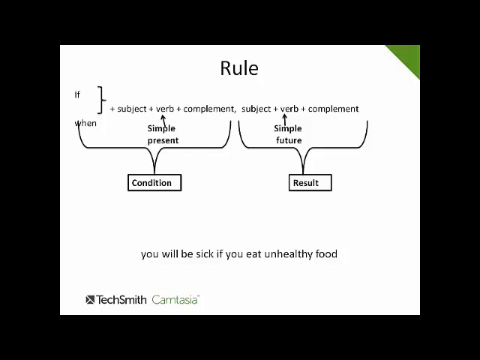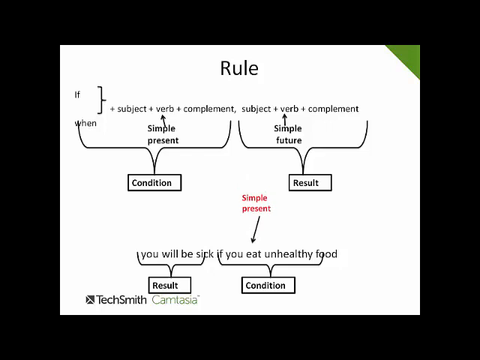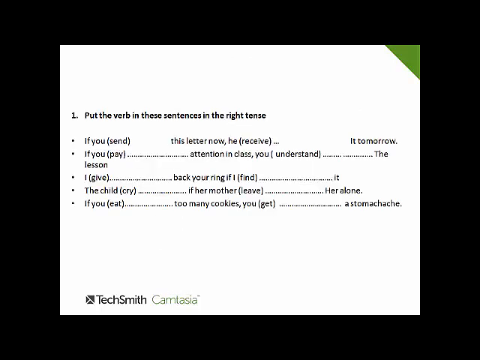You will be sick if you eat unhealthy food. So what is the condition and what is the result? The condition is if you eat unhealthy food, and the result is you will be sick. So notice that in the condition we used simple present, and in the result we used simple future. So always remember, in conditional type 1, in the condition you use the simple present, and for the result you use simple future. Let's have a look at these exercises.